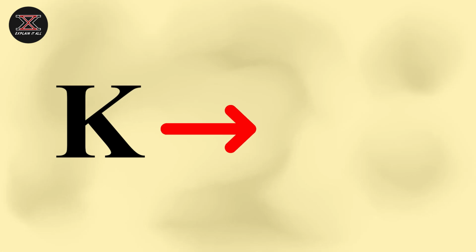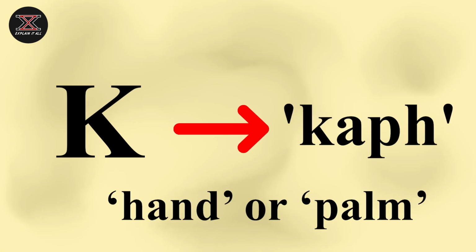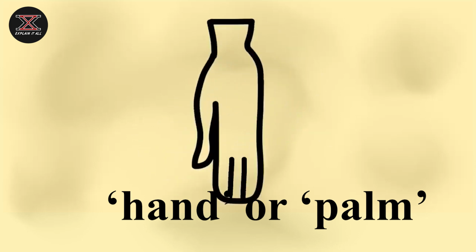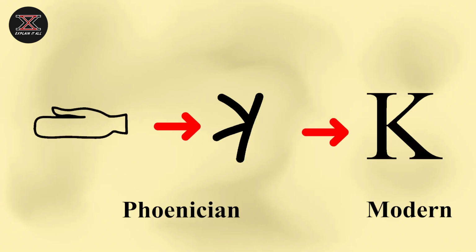K comes from the Phoenician kaf, meaning hand or palm. The Greeks used it as kappa, and the Romans adopted it as K. This letter has retained its hard sound and distinctive shape through its evolution.